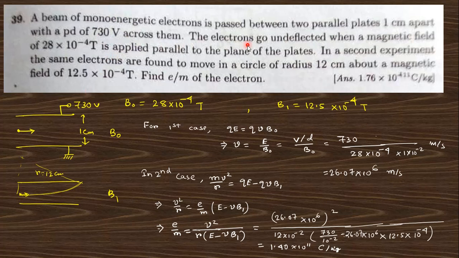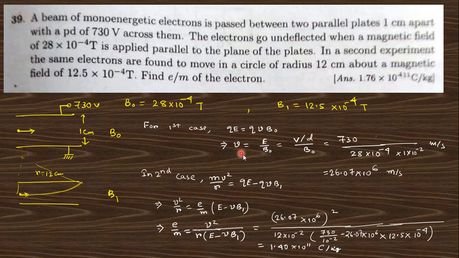This is the potential difference. The electron goes undeflected when the magnetic field is this. So when it is undeflected, that means the magnetic force and the electric force will be equal. So electric force and magnetic force must be equal. This is the electric force and this is the magnetic force.